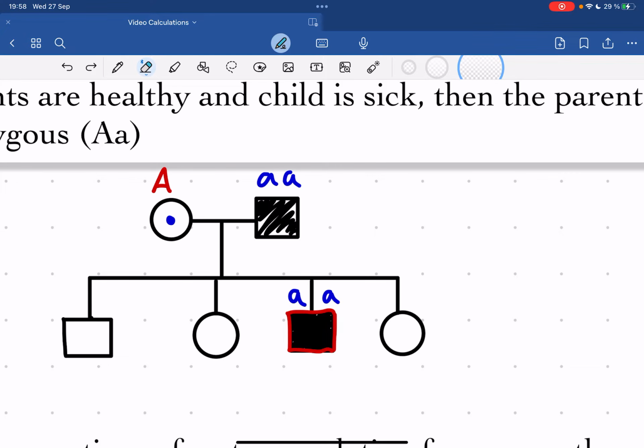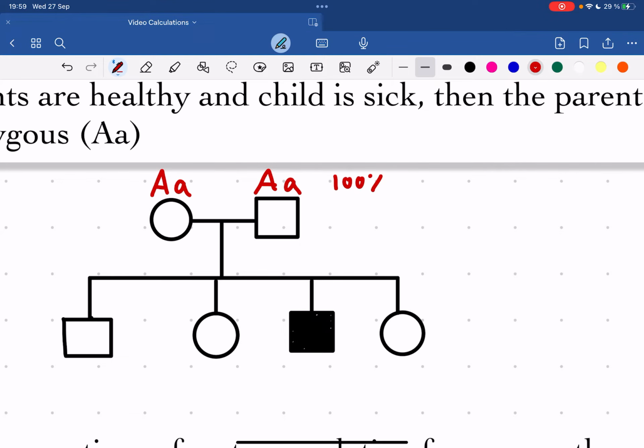So as soon as you see autosomal recessive and you see one kid that's affected and the parents are healthy, then you know for sure that the parents are 100% heterozygous.